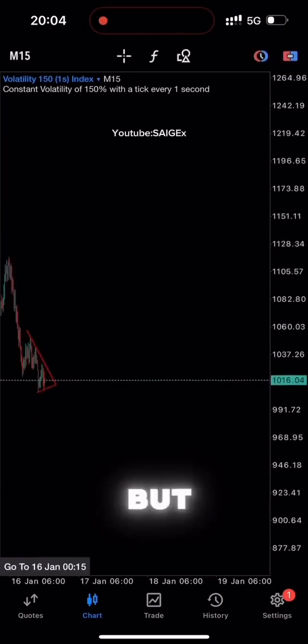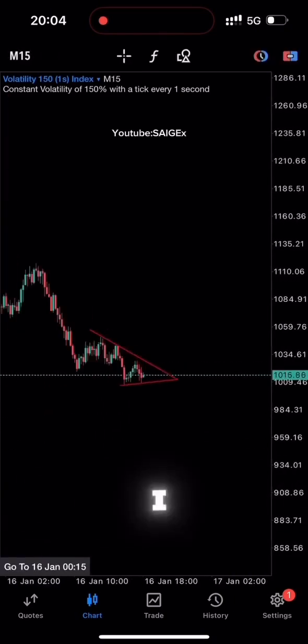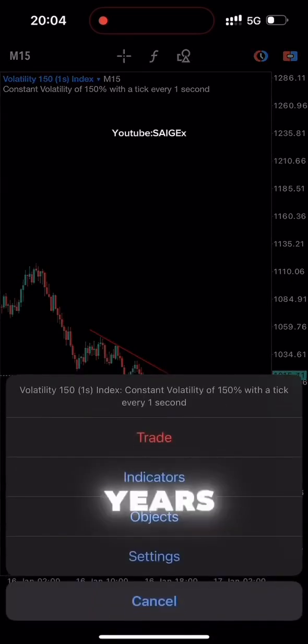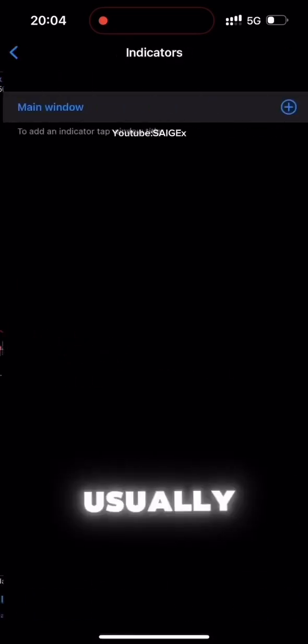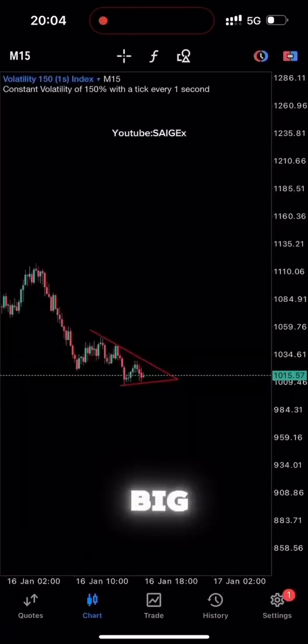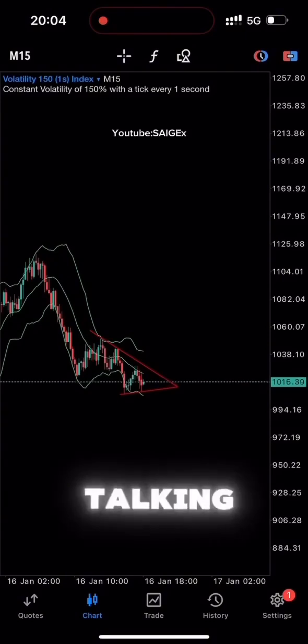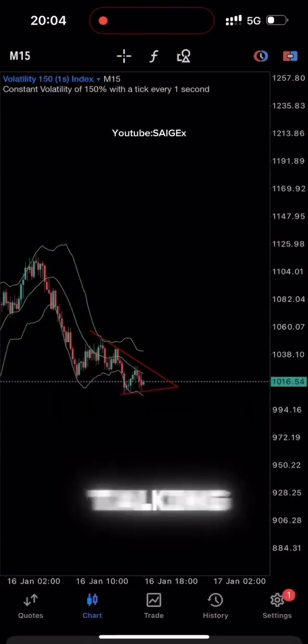I don't know, but according to what I have found while trading these past few years, I've seen that it usually takes the longer side, which is the bigger one. So if you are trading, kindly do try that. You will see what I'm talking about.